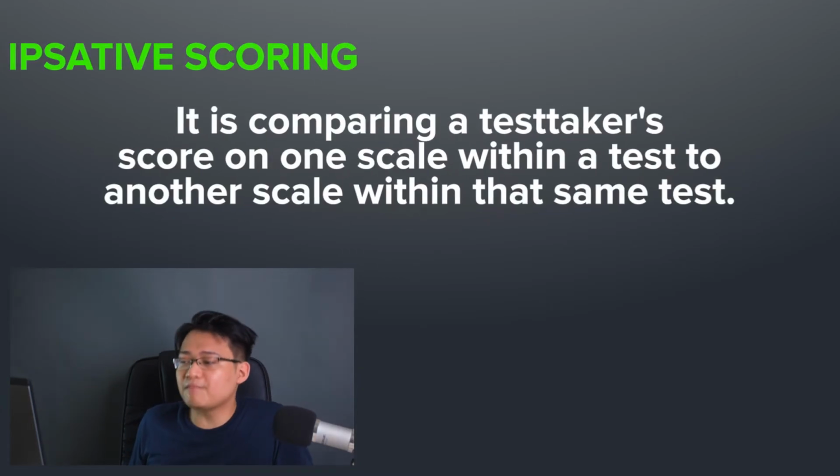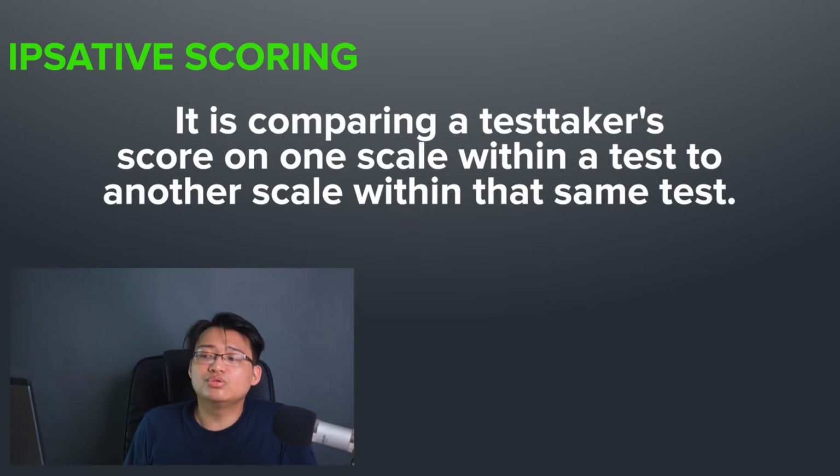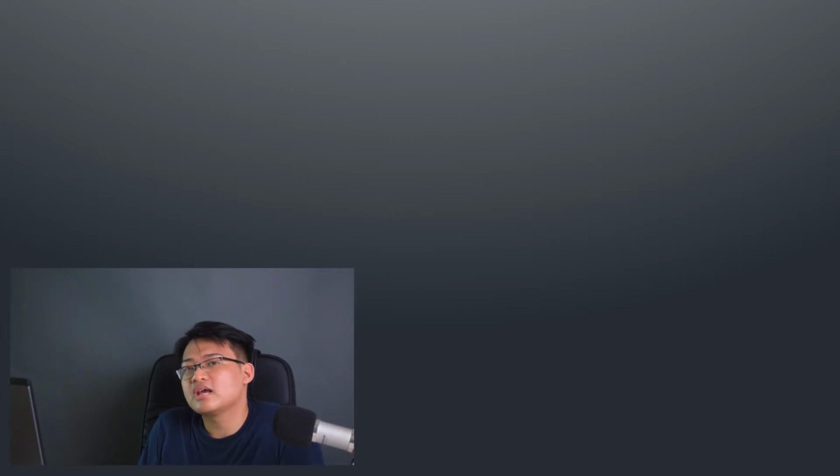Ipsative scoring is comparing a test taker's score on one scale within a test to another scale within that same test. So, let's say, nag-take ka ng a motivational test and the test wants to find out what motivates you. Are you motivated by power, by affiliation, or by achievement? And with ipsative scoring, what we do is that we compare each of those scales depending on what you prioritize or value.